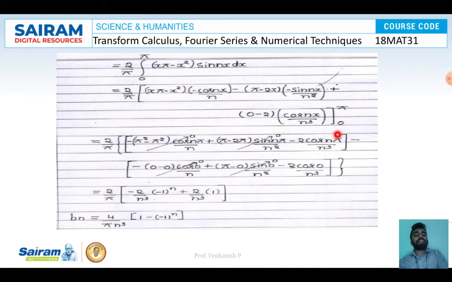And cos n pi is minus 1 power n, cos 0 is 1. So we got 2 by pi, minus 2 by n cube into minus 1 power n plus 2 by n cube into 1 we got. So simplifying by taking 2 by n cube as common factor, we got bn is equal to 4 by pi n cube into 1 minus minus 1 power n is the required value of bn.